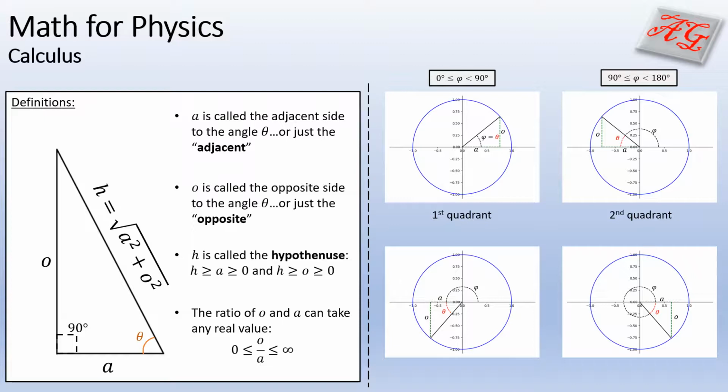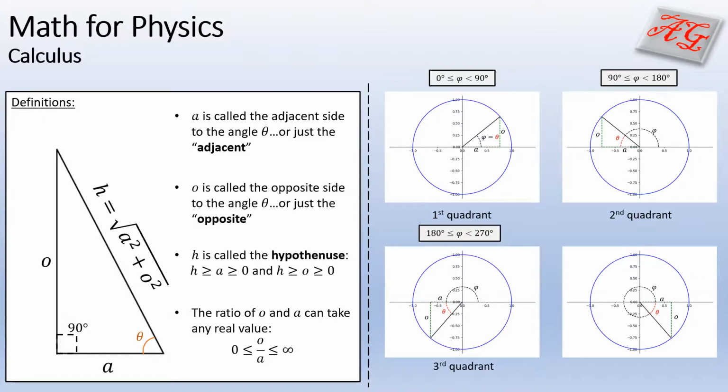Notice that now we have two angles, the global angle phi, where phi is greater than or equal to 90 degrees, but less than 180 degrees. You can also define an angle theta between 0 and 90 degrees by subtracting phi from 180 degrees. In this quadrant, the adjacent side to the angle theta takes negative values and the opposite side takes positive values.